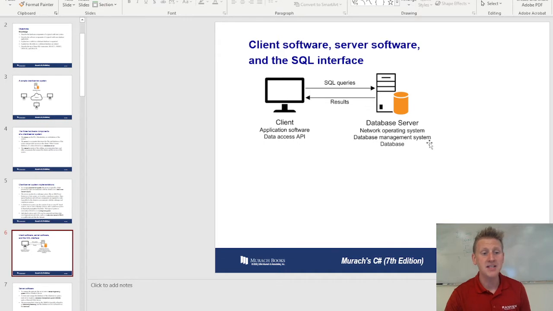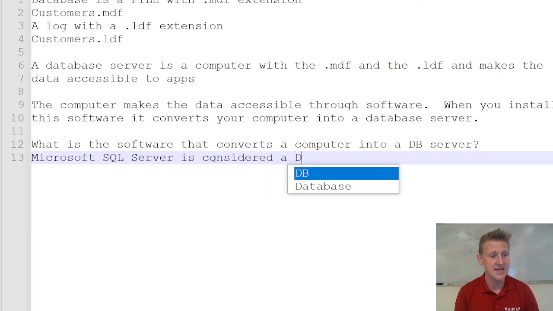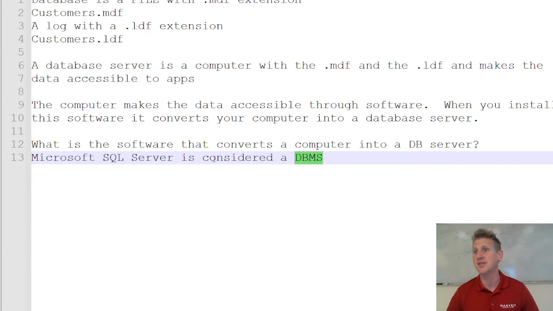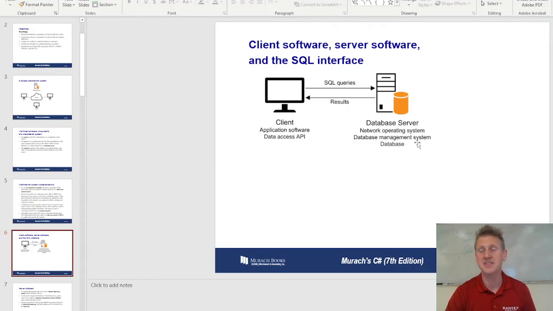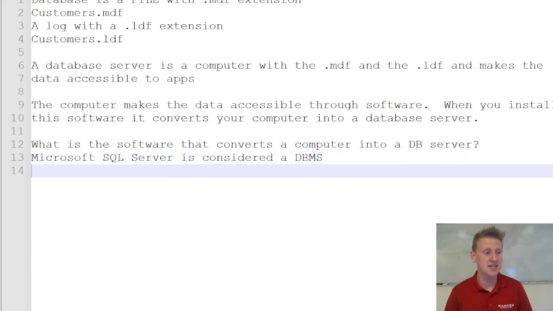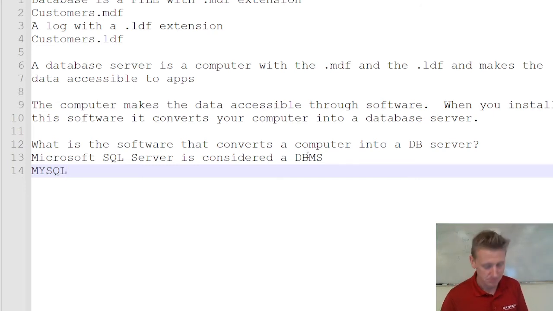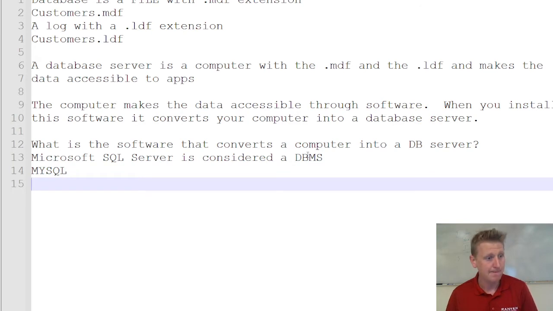Again, there's a database management system, DBMS. So Microsoft SQL Server is considered a DBMS, database management system. DBMS, fancy term for database software. The other one, again, would be Oracle. There are other database management softwares called MySQL. How many people have heard of MySQL before? At least have heard of it. Oracle is another DBMS.